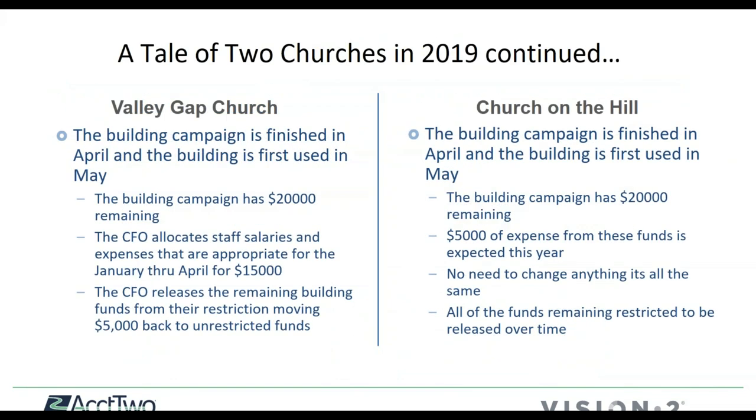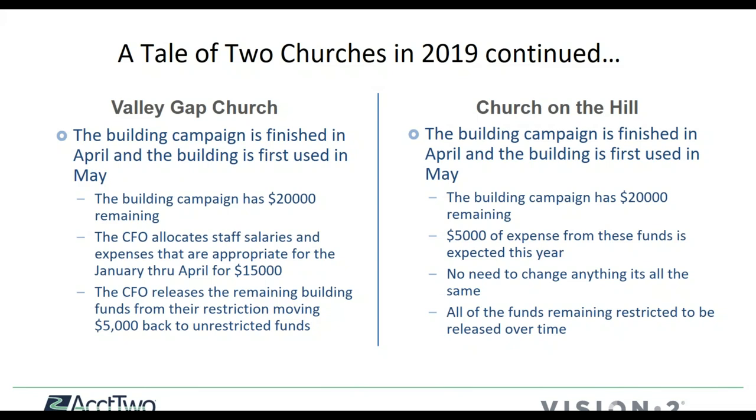So let's talk a little bit about how this might work. Valley Gap Church has a building campaign that finished in April, with its first use in May. The building campaign had $20,000 remaining. The CFO allocates some staff salaries and expenses that are appropriate for January through April and basically moves $15,000 of expense that would have come out of unrestricted and applies it to the restricted. We also have the remaining building funds from the restriction moving $5,000 back to unrestricted.